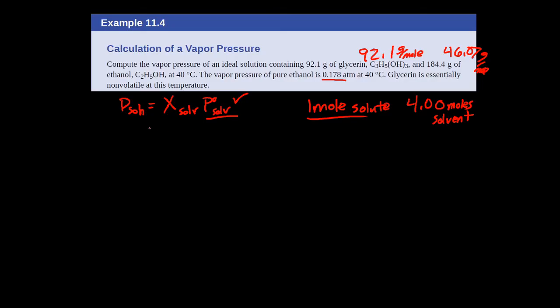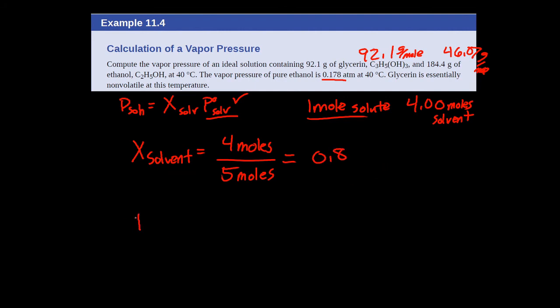So our mole fraction is 4 moles divided by 5. The number of moles of solvent divided by the number of moles of everything, which is just 4 plus 1. And so this is going to be, oh, I should probably be able to do that in my head, but it's late. So 0.8 is our mole fraction.